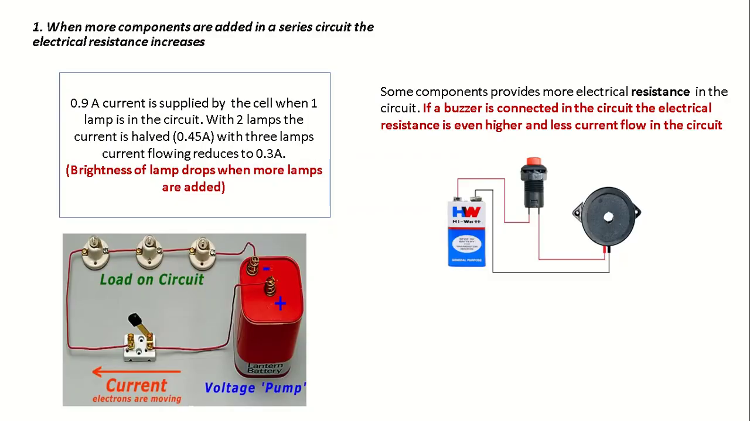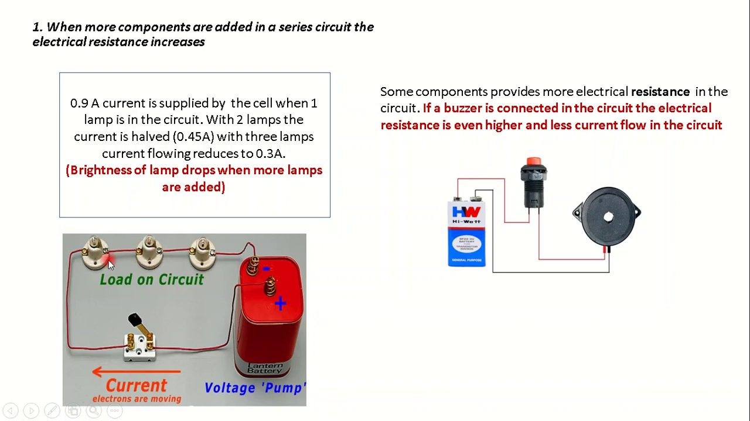Let's take these points one by one. Number one, when more components are added in a series circuit, the electrical resistance eventually increases. In this case, we have a cell supplying 0.9 amps current and then supplying it to a single lamp.